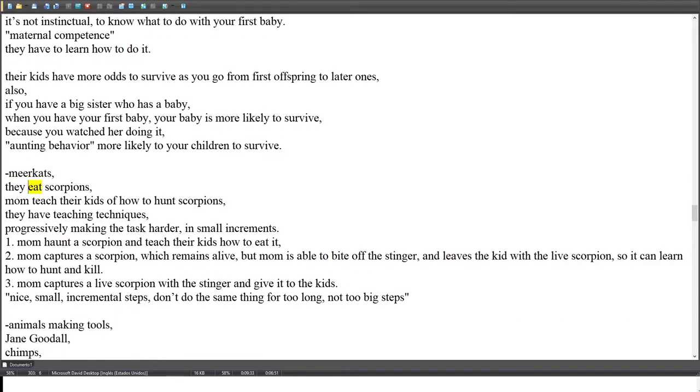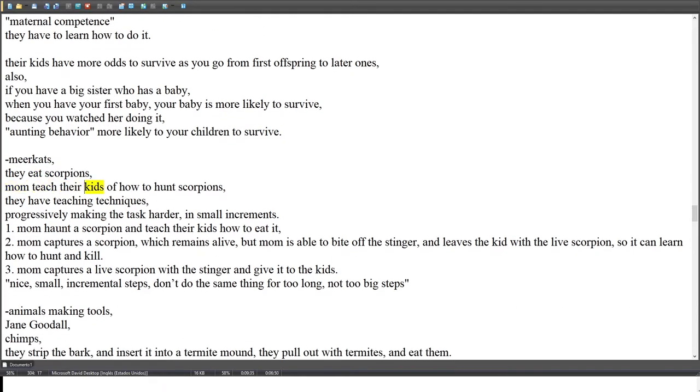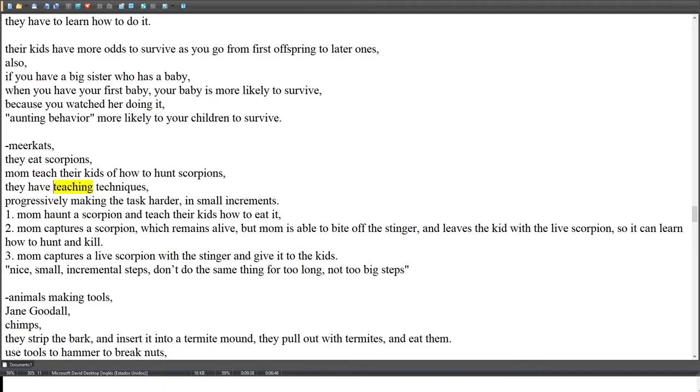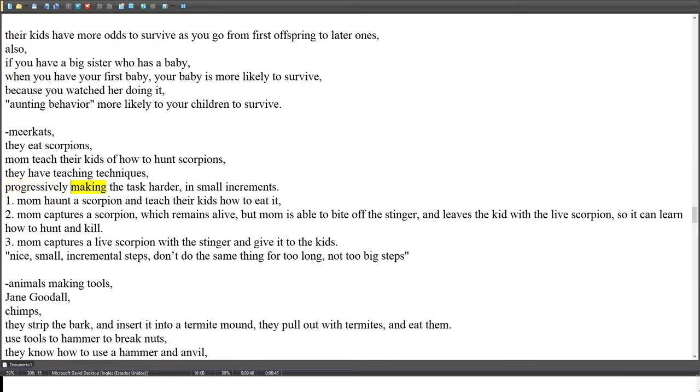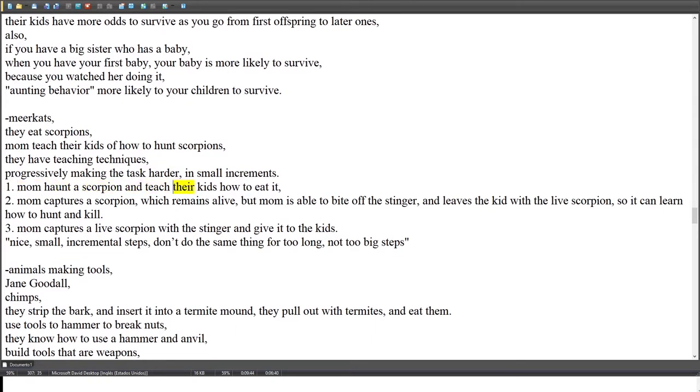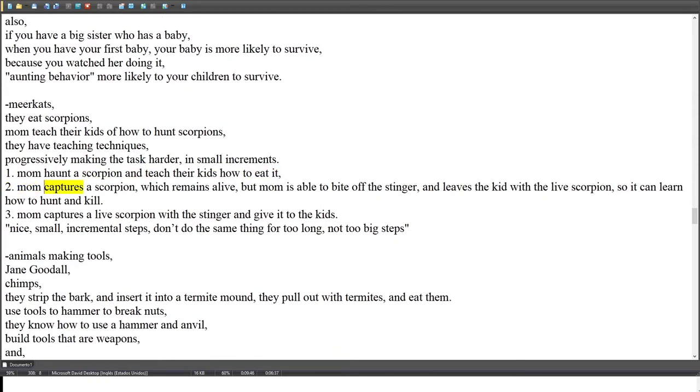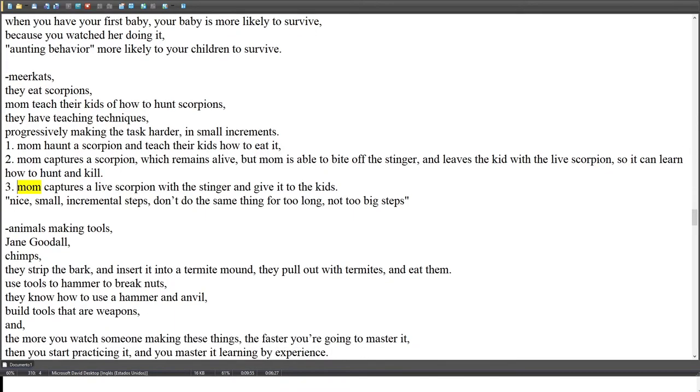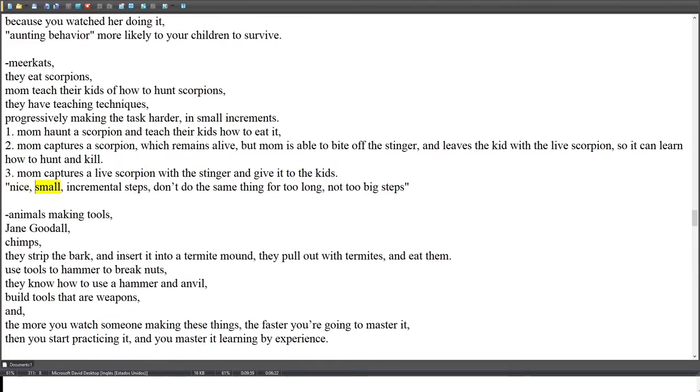Meerkats. They eat scorpions. Moms teach their kids how to hunt scorpions. They have teaching techniques, progressively making the task harder in small increments. One: mom hunts a scorpion and teaches the kids how to eat it. Two: mom captures a scorpion, which remains alive, but she bites off the stinger and leaves the kid with the live scorpion, so it can learn how to hunt and kill. Three: mom captures a live scorpion with the stinger and gives it to the kids. Nice, small, incremental steps. Don't do the same thing for too long, and no steps that are too big.